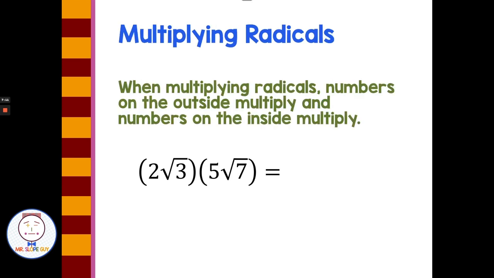So when we multiply radicals, numbers on the outside multiply the numbers on the inside. Numbers on the outside multiply to numbers on the outside, numbers on the inside multiply to numbers on the inside. So it's like the 2 and 5 multiply to give us 10, and in the radicand, the 3 and the 7 multiply to give us 21. And then in this case, the square root of 21 doesn't have any perfect square factors, so it doesn't reduce any further.